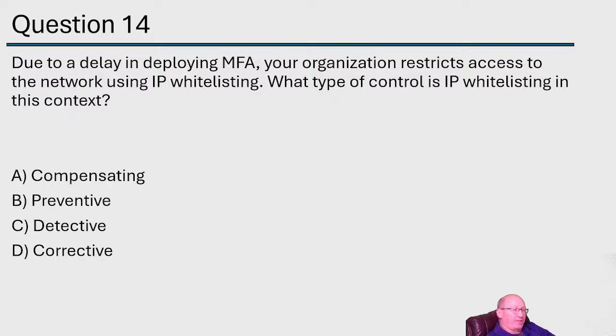All right, if you said preventive control, you would be incorrect. It would be compensating control. Why? Because it was done in relation to something else, right? We see a delay in deploying multi-factor authentication, so we couldn't do X, and since we didn't do X, we did Y. And since X equals Y, then it must be a compensating control, and there comes into play. So A is going to be our right answer on that.